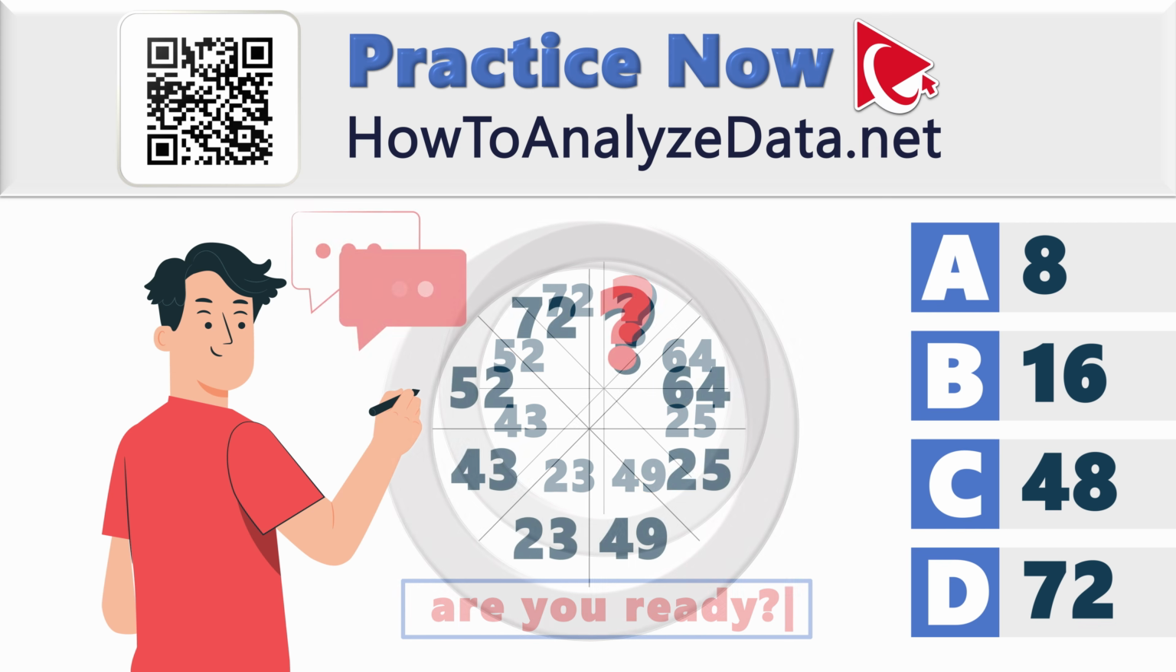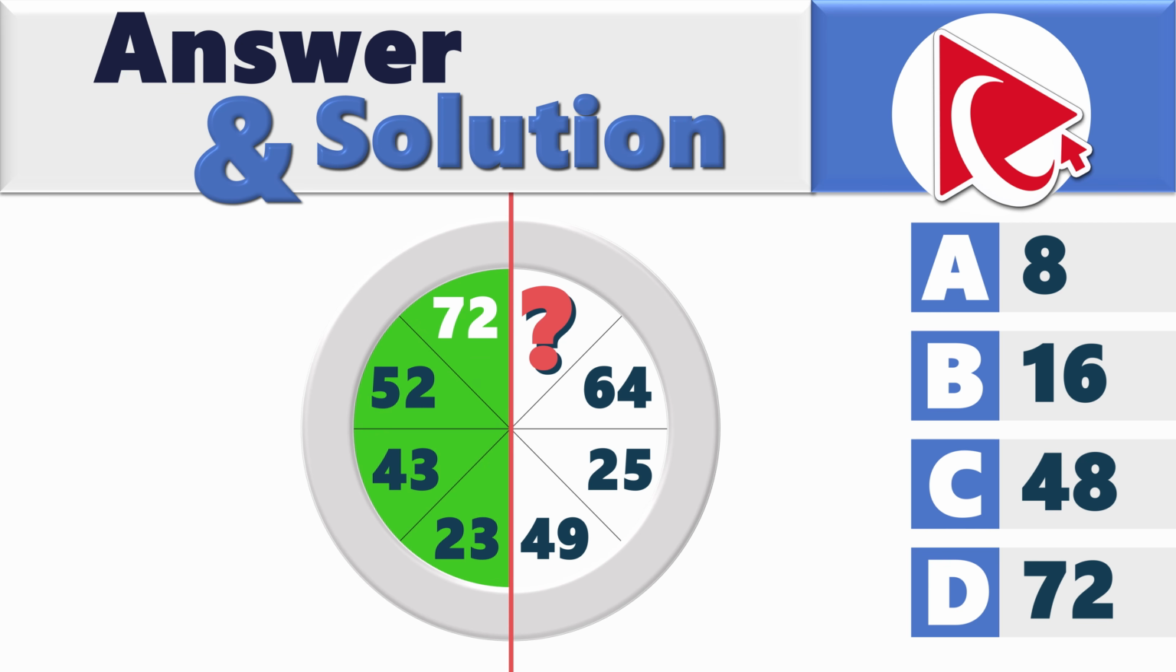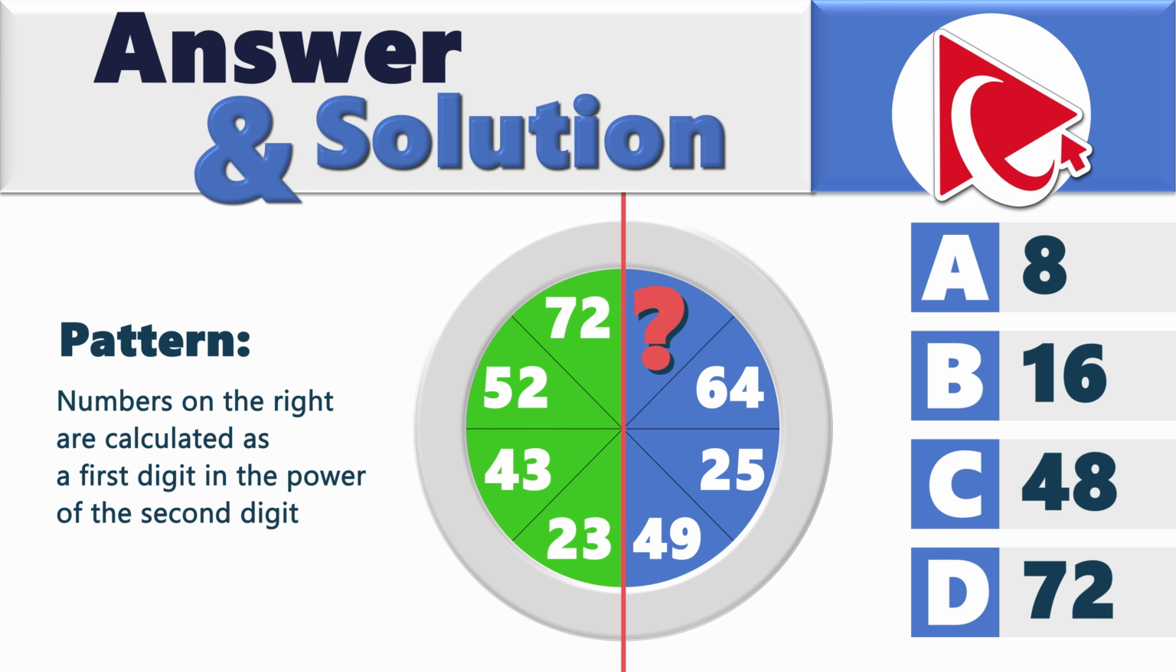Are you ready? To solve this challenge, let's draw a vertical line in the middle of the circle. You have numbers on the left, 72, 52, 43, and 23. And as you might have guessed, numbers on the left are the input numbers to calculate numbers in the section across on the right side. And numbers on the right are calculated as a first digit in the power of the second digit.